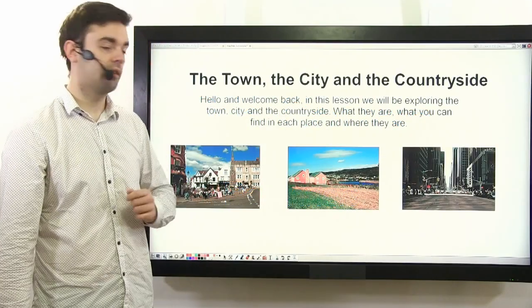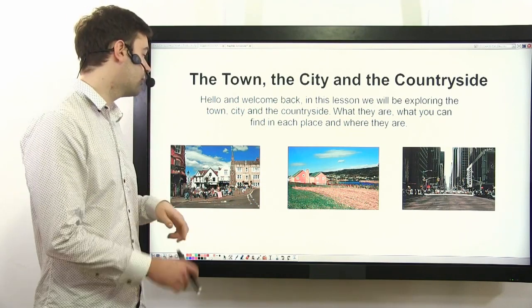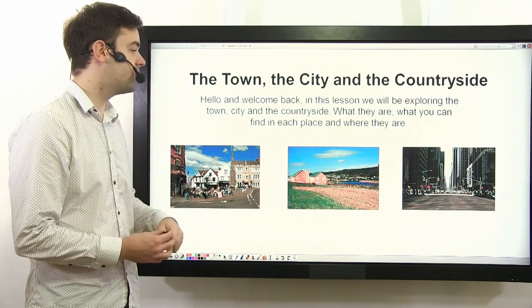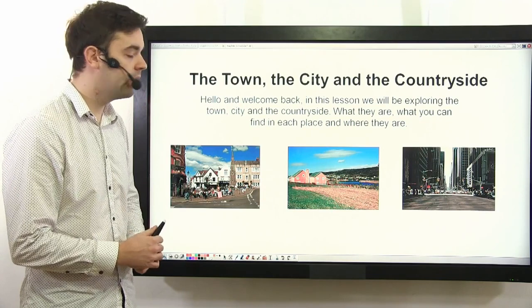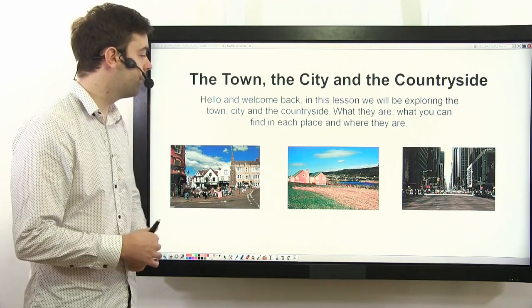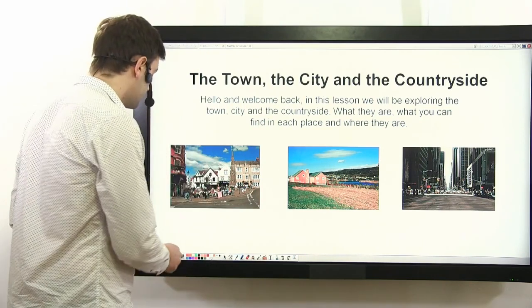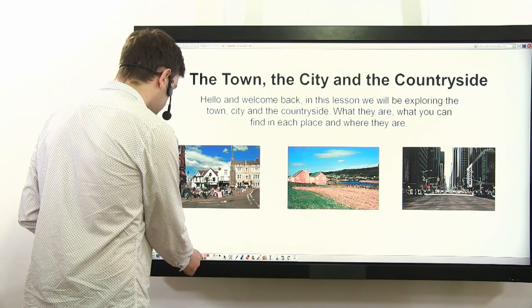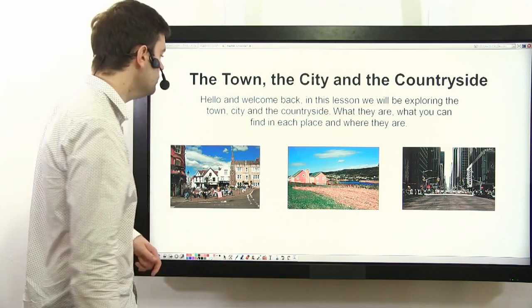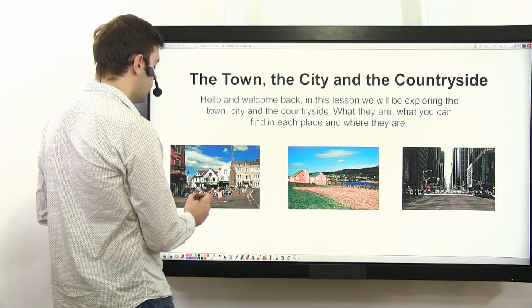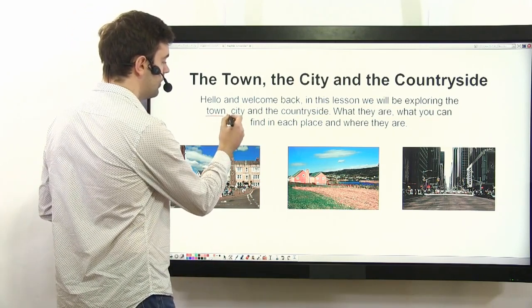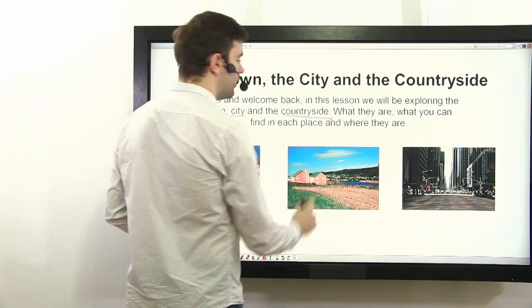Hello and welcome back. In this lesson we will be exploring the town, the city and the countryside. We'll find out what they are, what you can find in each place and where they are. So, we'll look at the town, the city and the countryside.